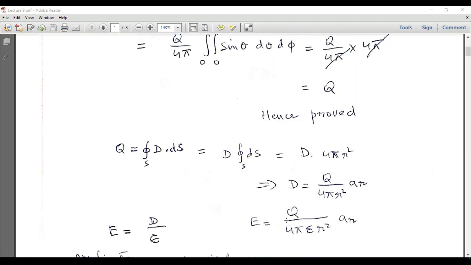So this is actually the derivation of electric field intensity due to a point charge using Gauss's law. This is the same expression which we had for electric field intensity in the previous lecture, but that expression was derived using Coulomb's law, and this expression is derived using Gauss's law, and both expressions give the same result, and the derivation using Gauss's law is simpler.